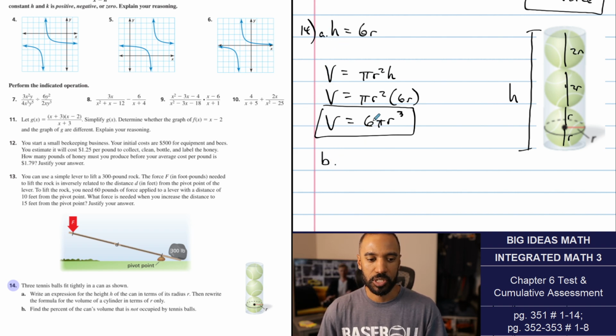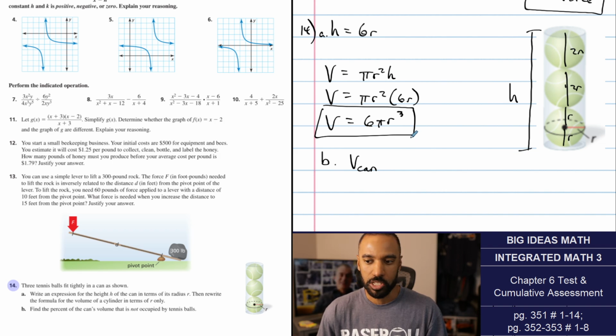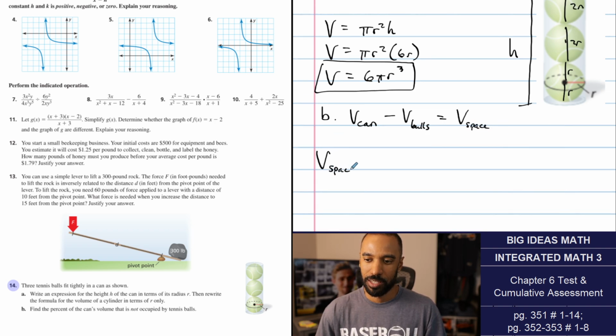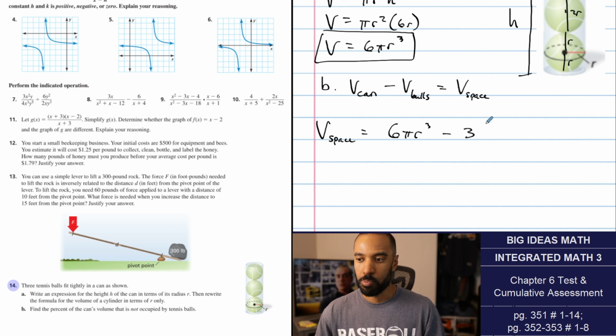Part B says find the percent of the can's volume that is not occupied by tennis balls. So the volume of the can, I'm just going to substitute, wait. We're not substituting anything for r. The volume of the can is this guy, minus the volume of the balls will get us the volume of the empty space. So V space equals 6 pi r cubed minus, now there are 3 tennis balls there. The volume of a sphere is 4/3 pi r cubed. Oh, this will clean up a little bit.